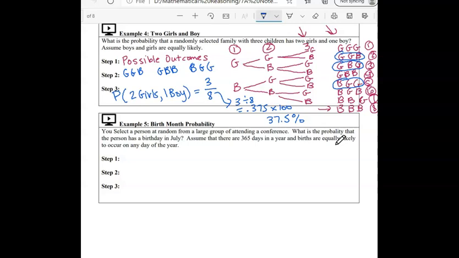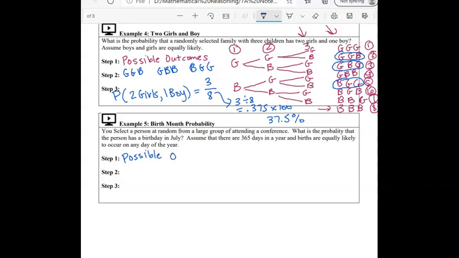It says, you select a person at random from a large group attending a conference. What is the probability that the person has a birthday in July? Assume that there are 365 days in a year and births are equally likely to occur on any day of the year. So remember that each possible birthday represents an outcome. So we want to know how many possible outcomes we have.